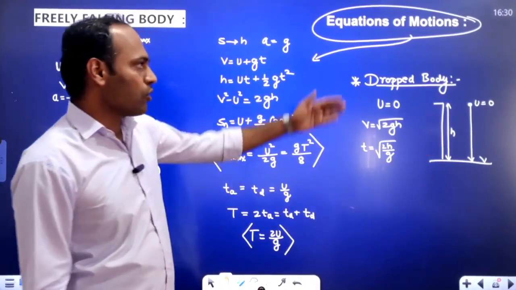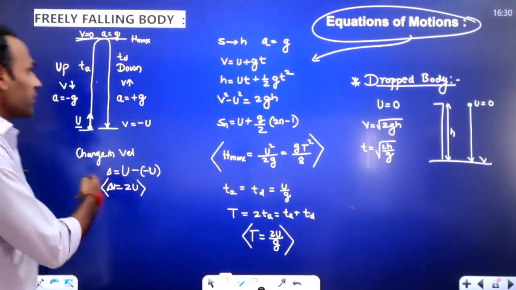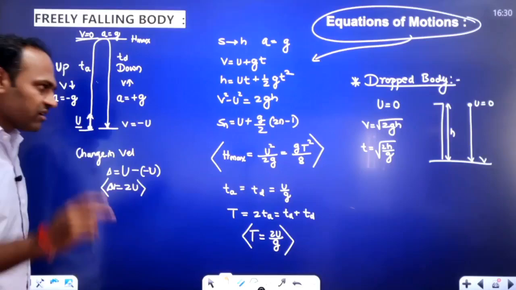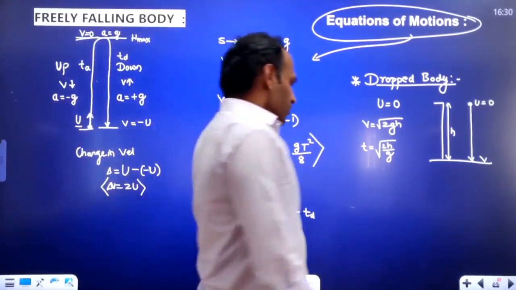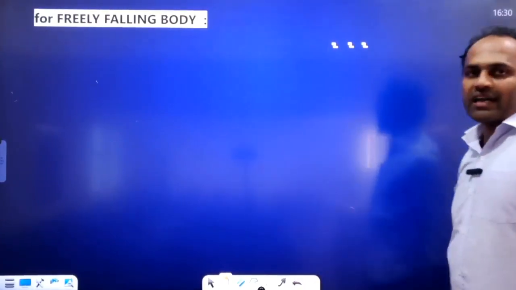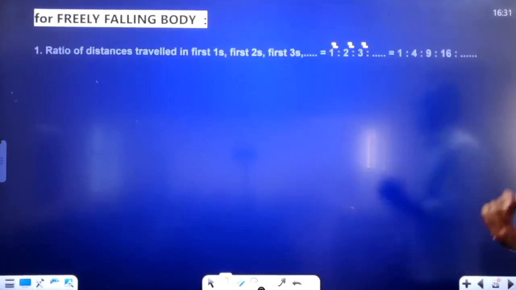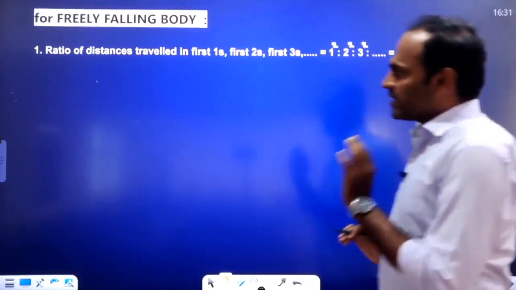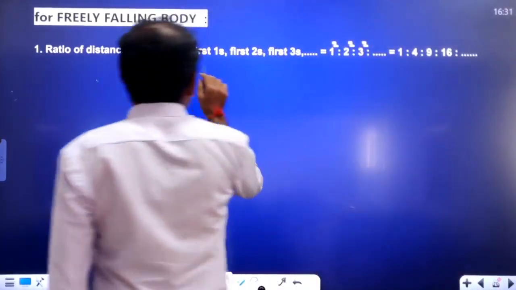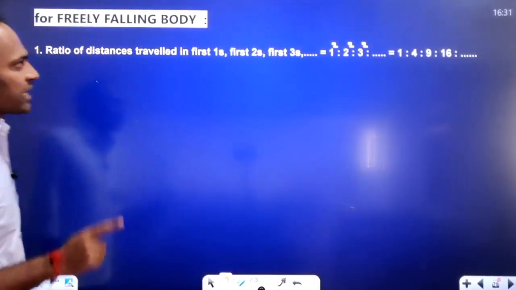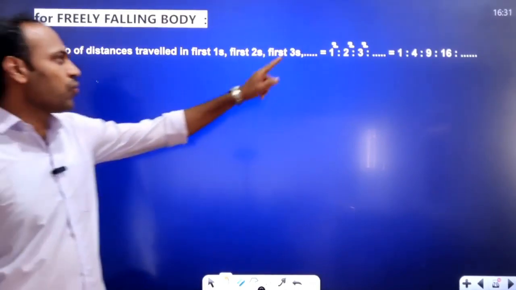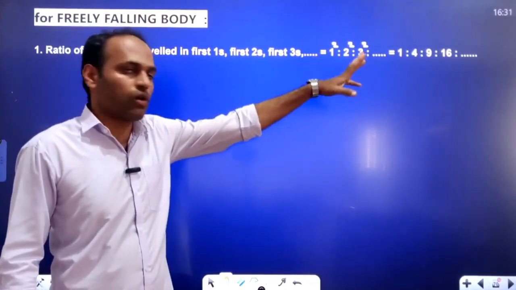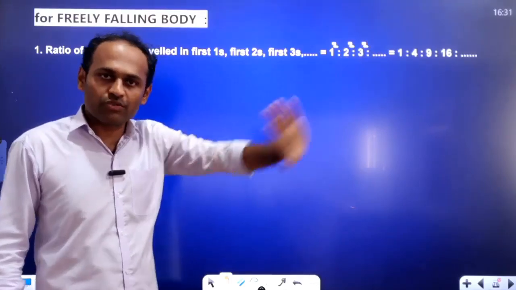So we got to know about the drop down body as well as a body which is thrown vertically upwards. Clear? Next we'll go for some important points which we have to remember regarding freely falling body. The first point is the ratio of distances traveled in first 1 second, first 2 seconds, first 3 seconds equal to 1 square, 2 square, 3 square, so on. That is 1:4:9:16, so on.